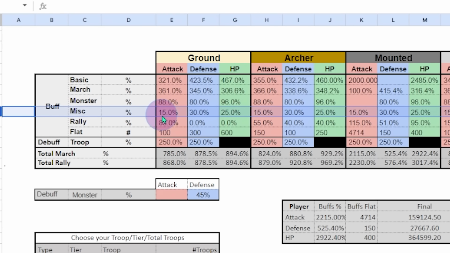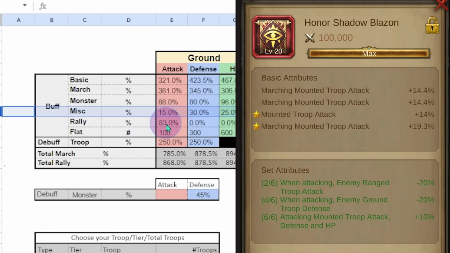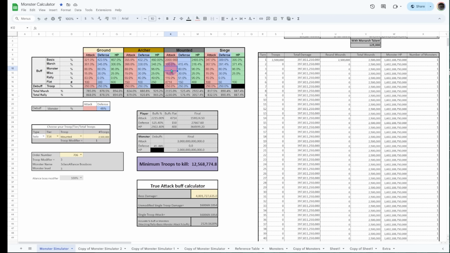Now, when I did a lot of this testing, I would not use the general and I would not use blazons. I'd unequip the blazons because blazons give you tenths and hundredths of percentages and it completely throws this off. Just to give you an idea, if I just add 1% to my attack, it changed by 500,000. And I had to make sure everything was accurate for this to work.